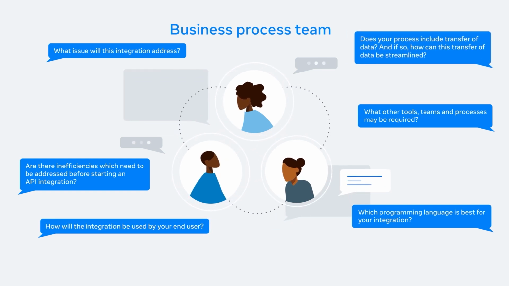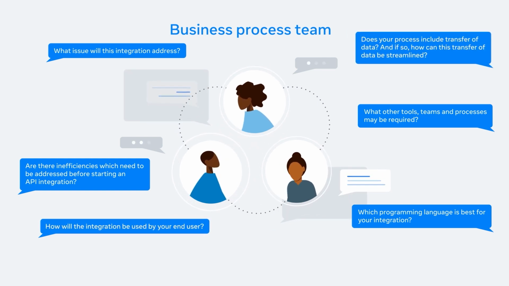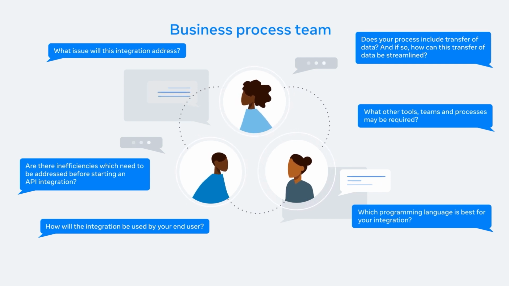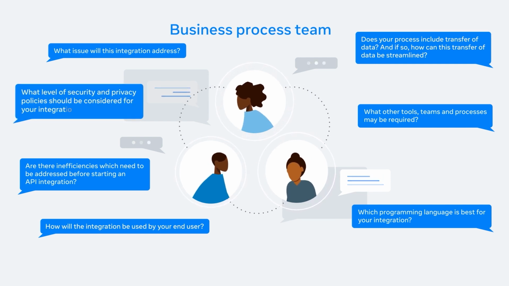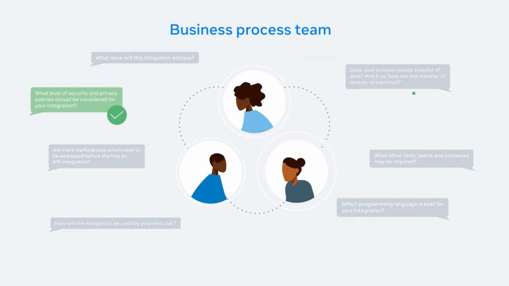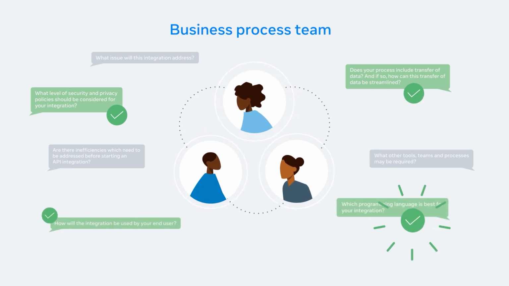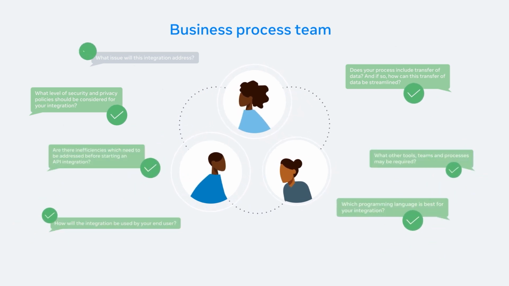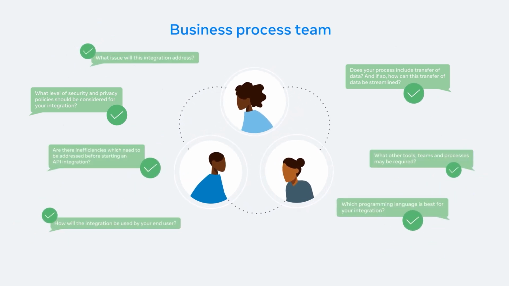Does your process include transfer of data? And if so, how can this transfer of data be streamlined? What level of security and privacy policy should be considered for your integration? As a partner, a business process team who can identify opportunities within an organization may be best placed to start this ideation process. Only once these are answered should you then move on to the next step.